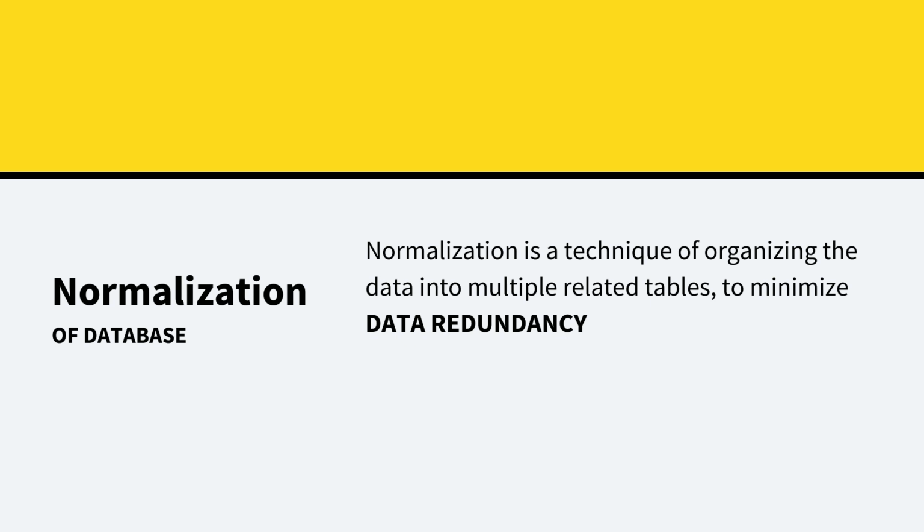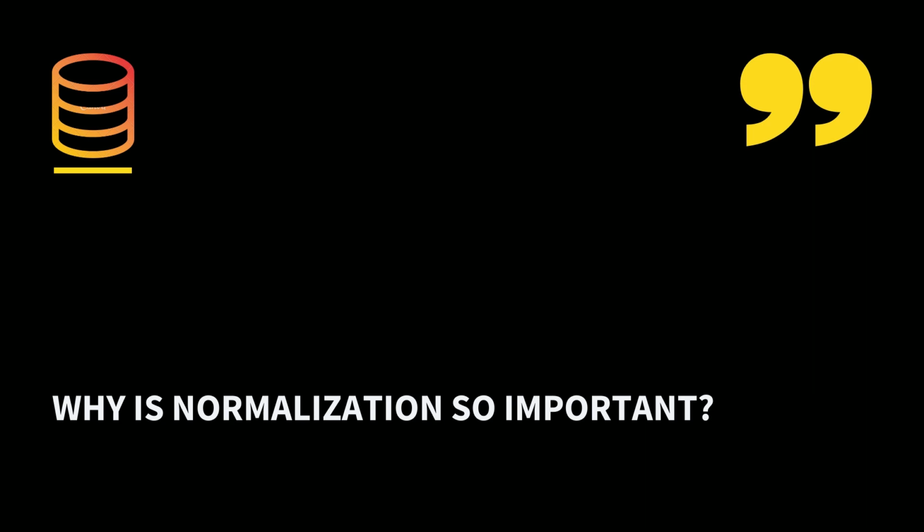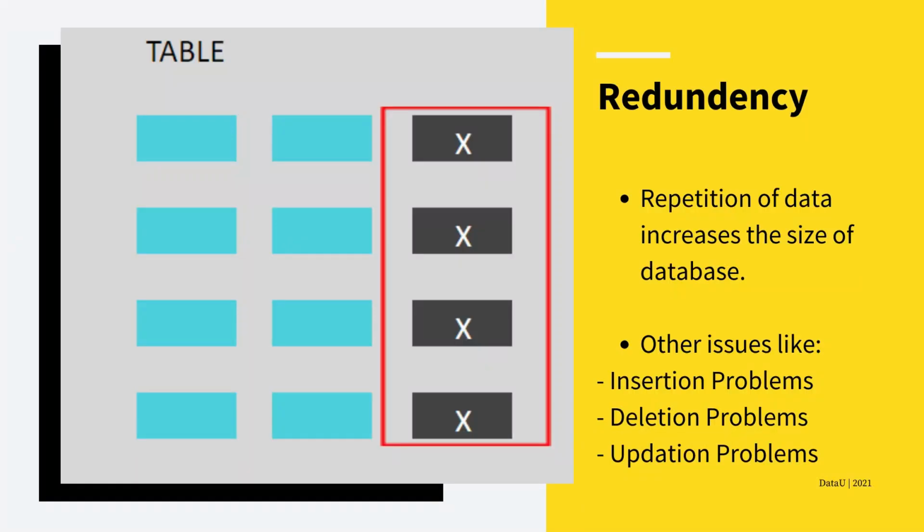What is data redundancy and why should we avoid it? And how can normalization reduce redundancy? Why is normalization so important? In this example table, you can see that there are duplicated values. We call this redundancy. Redundancy is repetition of data that increases the size of the database.